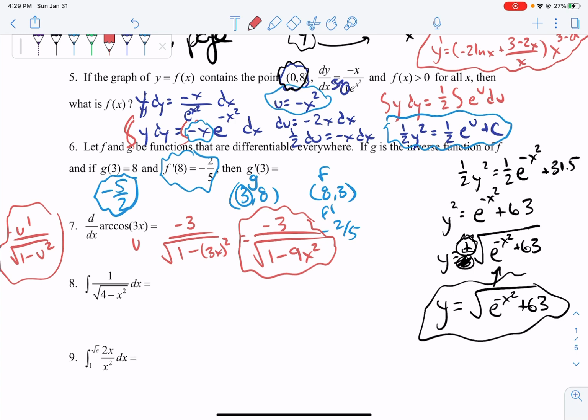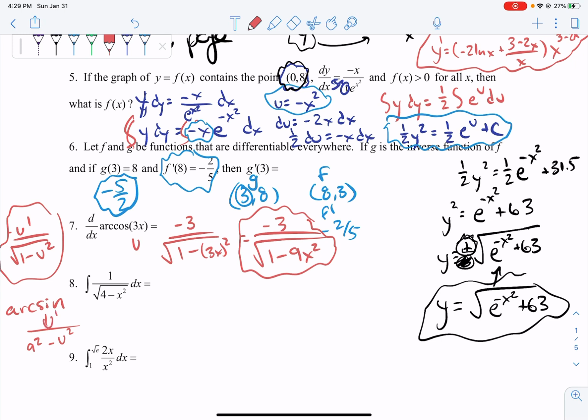Okay, number 8. The integral of 1 over root 4 minus x squared. Again, this is one of those that you should have memorized. This one is going to be our arc sine, because remember, arc going backwards and forwards, the derivative of arc sine is 1 over root a squared minus u squared, right? Or u prime over root a squared minus u squared.